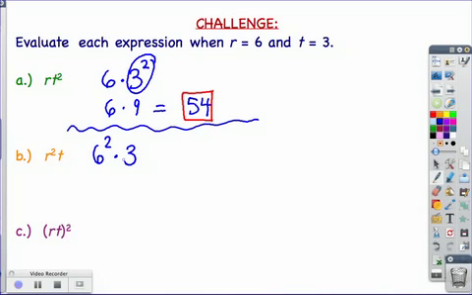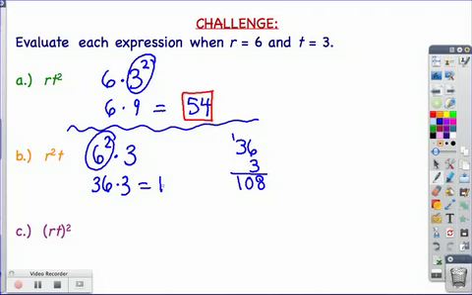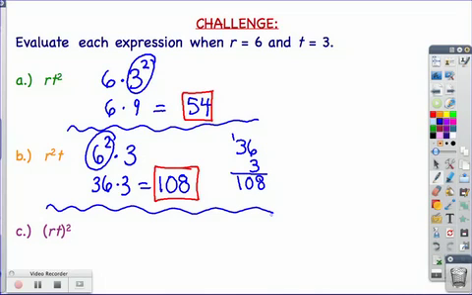Finally, part C, r and t are in parentheses together, and since there's no symbol in between them, it means we're multiplying those two values. So 6 times 3 squared. I start with the parentheses, so I get 18 squared. 18 times 18 is 324. So the final answer is 324.